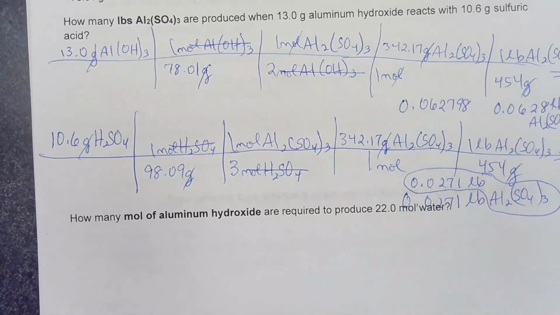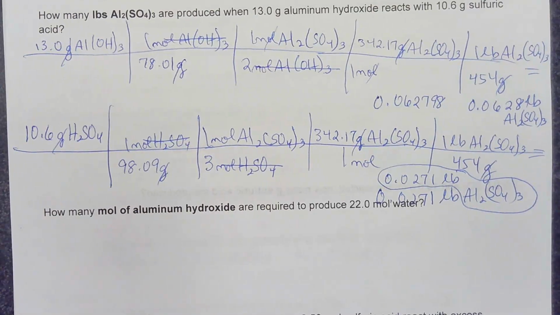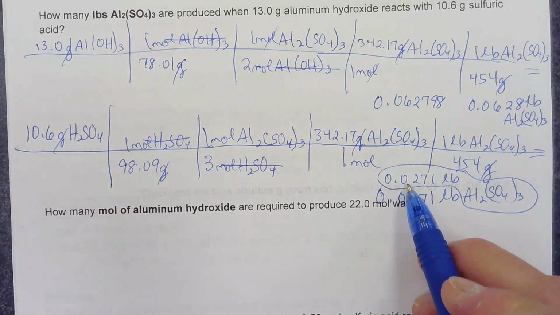Why did I circle that one? It's the smallest one. That's the final answer. That's the final answer. Yes or no? Yes. Three sig figs. The 0 in front doesn't count.